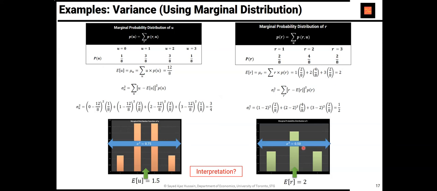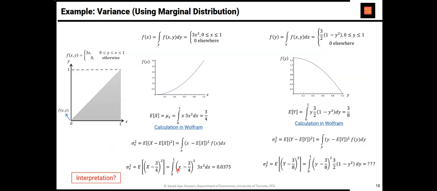And it becomes a half. You might be tempted to say the graph on the right has less dispersion than the graph on the left, but remember the graph on the right is for 1, 2, 3, whereas the graph on the left is for 0, 1, 2, 3. So there are more possibilities out there.